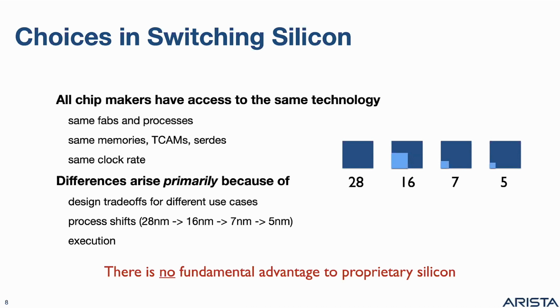But the process shifts going from 28 to 16 to 7 to 5, which is where the networking industry is at, have huge savings, because this is the feature size of the transistors, and you can pack many, many more transistors into a fixed die size. What was 28 nanometers, now in 16 nanometers only uses a quarter of the space, and in 7 nanometers uses half of that again, and then 5 nanometers uses half of that again. So you get tremendous savings as you go from one process technology to the next.